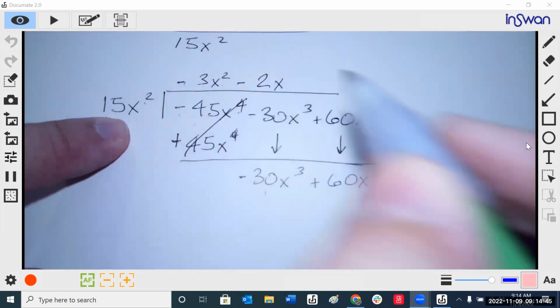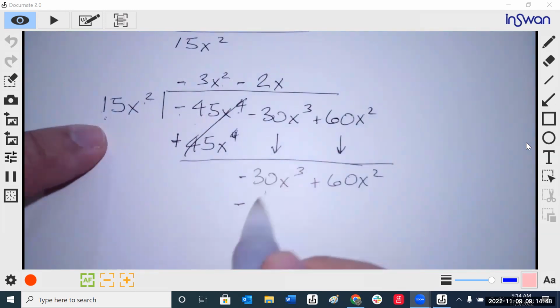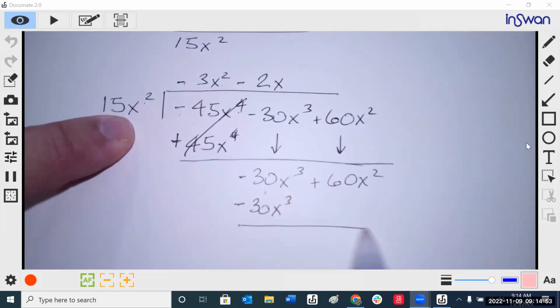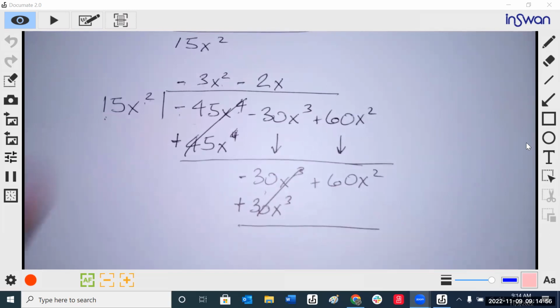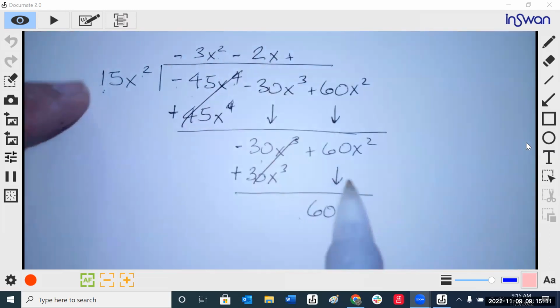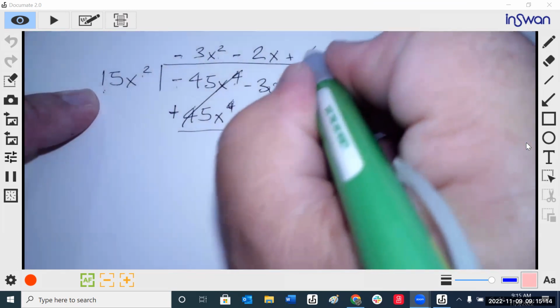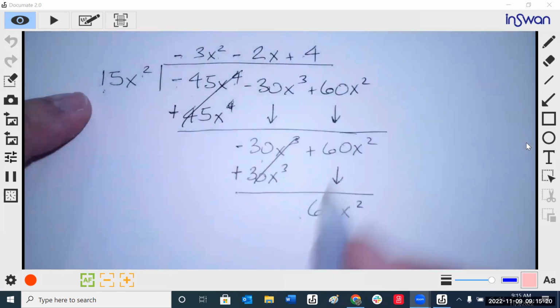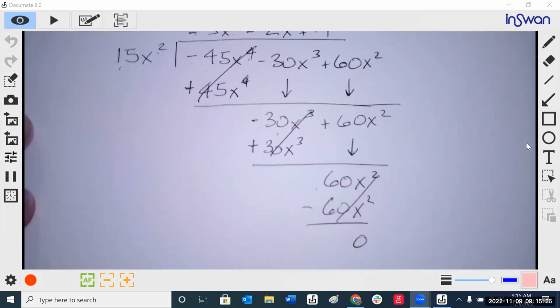1 more. So negative positive is a negative. 2 times 15 is 30. X times x squared is x cubed. Change the sign and add. Bring everything else down. Positive times positive is positive. What times 15 is 60? 4. Do we need more x's? Nope. So there's our answer. 4 times 15 is 60. X squared. Change the sign and add. So there's our answer.